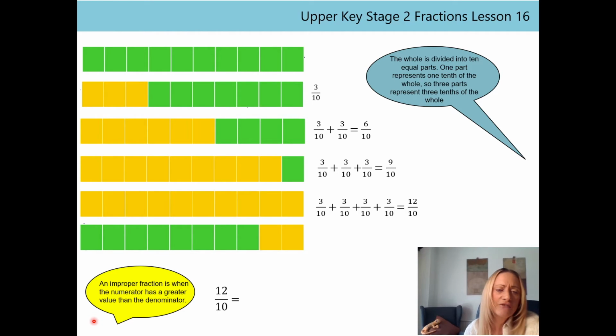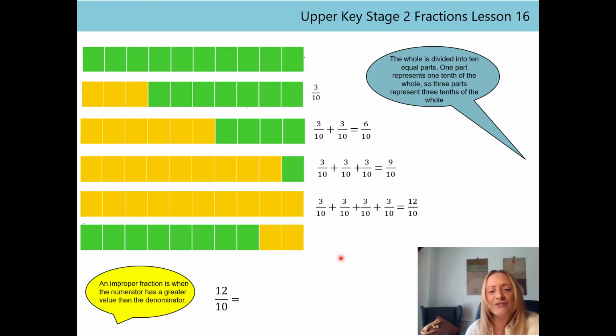Why does the numerator have a greater value than the denominator? It's because I've got more equal parts, haven't I? So I only needed 10 equal parts for my whole, because my whole is divided into 10 equal parts. We said that up here, didn't we? The whole is divided into 10 equal parts. But if I add on 3 more tenths, then actually now I have 12 tenths. So I have 2 extra tenths than 1 whole.